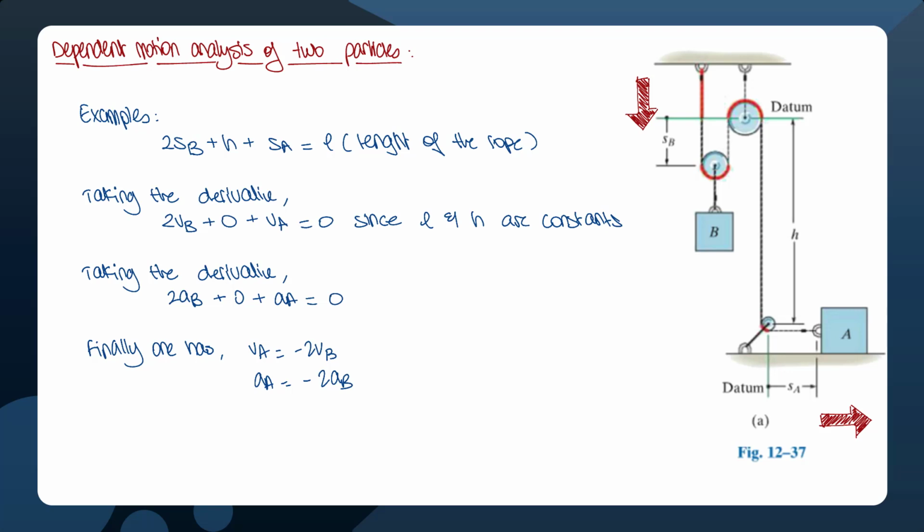The velocity or the acceleration of one of the particles dictates the velocity and acceleration of the second particle. And that's exactly what the dependent motion analysis is.